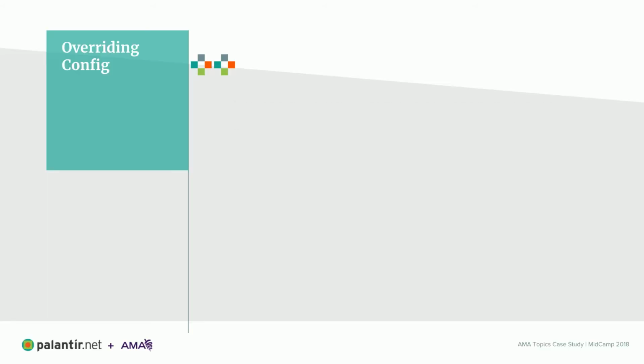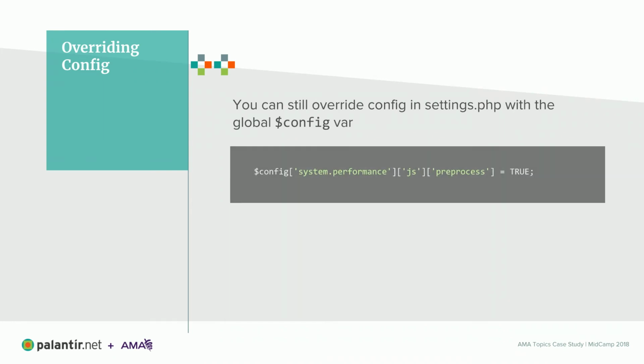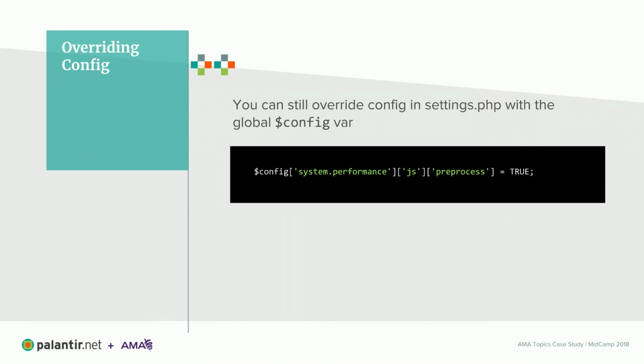Yeah, and you can still override this with the global config variable. I don't know why you ever do this. This is a terrible example. That's definitely not because I just wrote this slide 20 minutes before we walked in here. But if you wanted to set your pre-processing to true in your settings.php and override what is defined in your config, you can do it just like this.